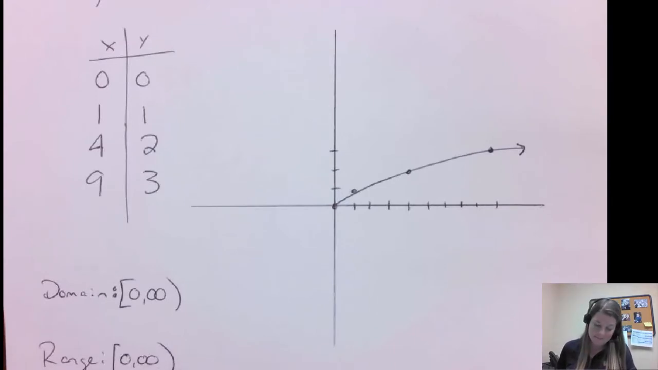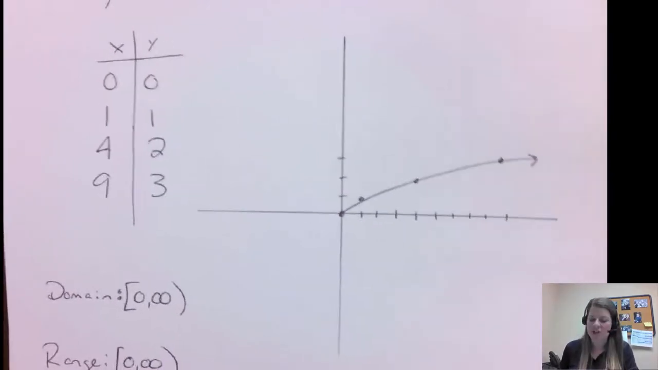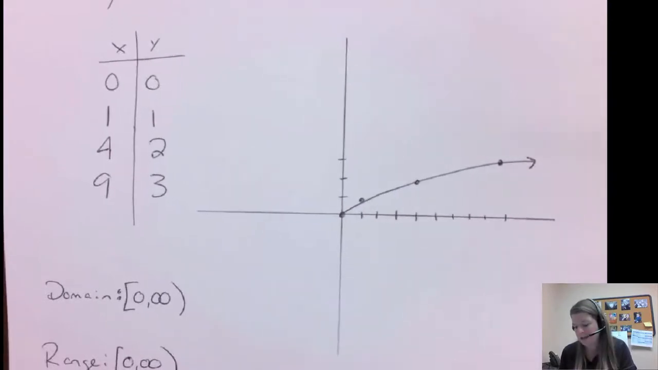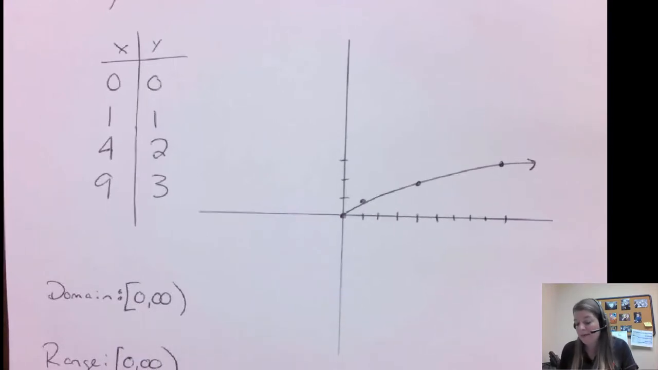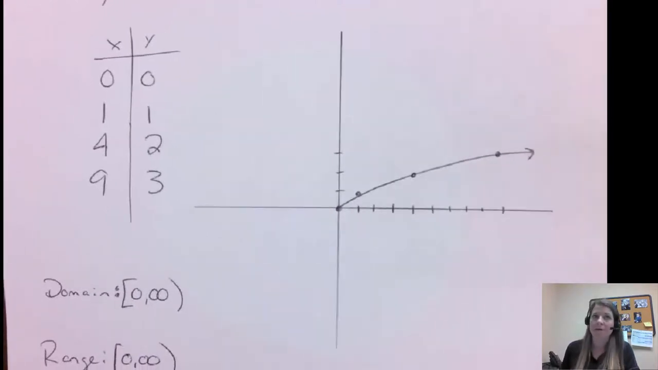This is in interval notation, which is super common at the college level. At the high school level, you could put x is greater than or equal to 0, and y is greater than or equal to 0. So you could include just the symbol for greater than or less than, if you're in high school, typically. Let's look at what happens.